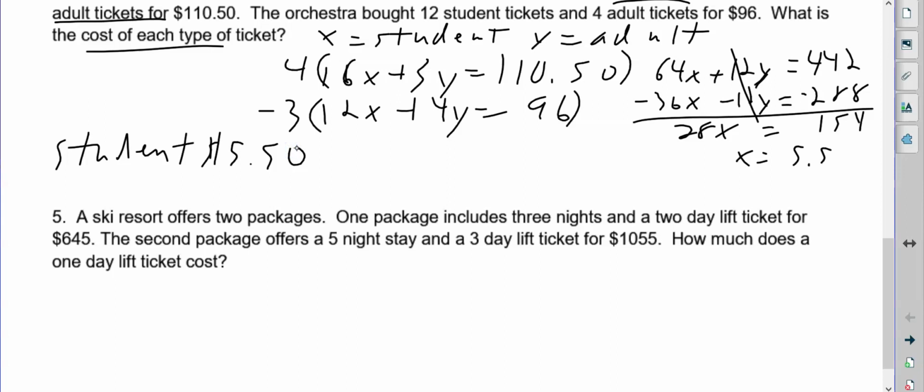Now, this one's a little bit more work. We had to plug 5.5 in to one of these x's and calculate. So I'm going to do the bottom one. So 12 times 5.5 is $66. I'm going to subtract that from the 96 and get 30. And then divide 30 by 4 and find out the adult tickets were $7.50.